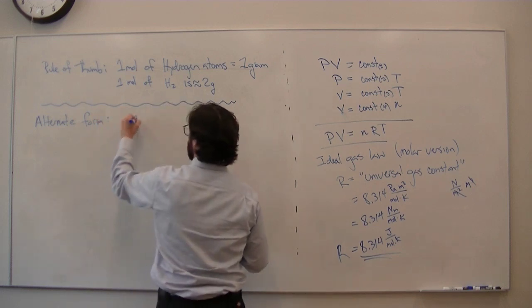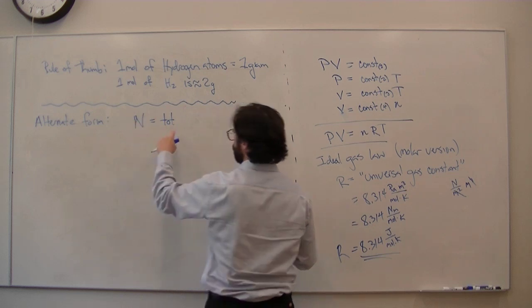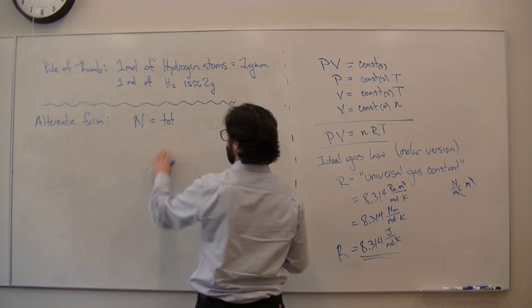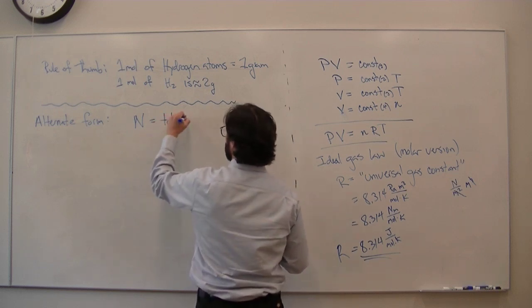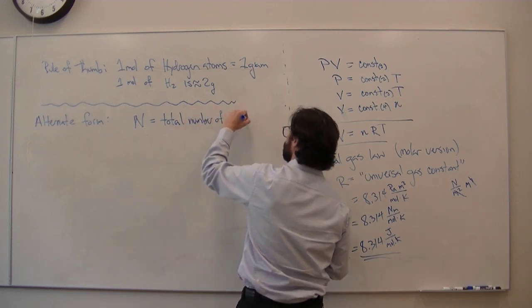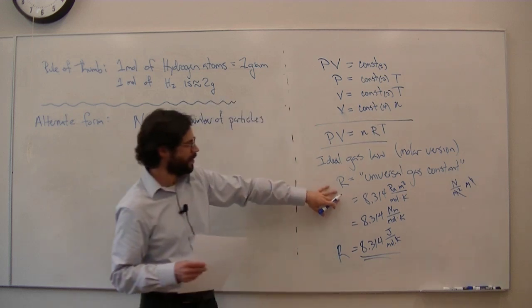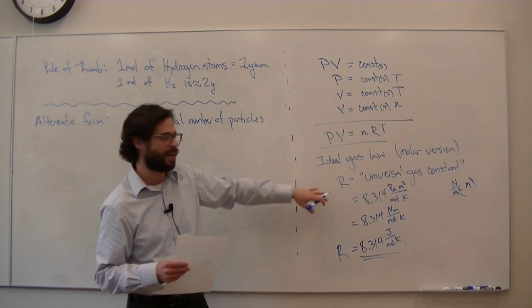So let's define N to be the total number of particles in the gas. Atoms, if it's like argon or helium, and molecules if it's nitrogen or hydrogen or oxygen. So the only thing that you do if you want to phrase this in terms of particles instead of moles is change the gas constant.